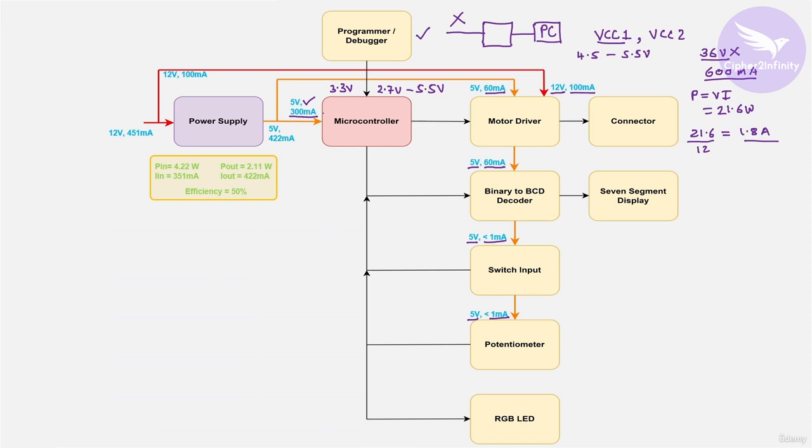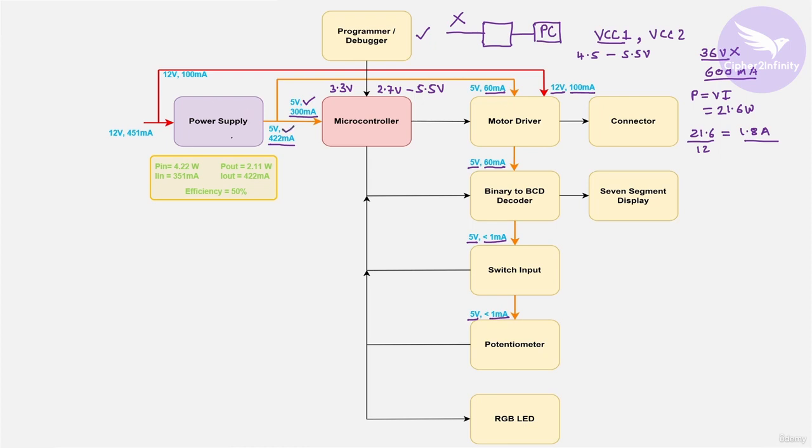Okay. So now let's calculate the total current consumption. This particular microcontroller is going to drain 300 milliampere. Then the motor driver block is going to drain 60 milliampere. So that becomes 360 milliampere. Then this 60 milliampere, that becomes 420 milliampere. And then these 2 milliamperes, okay, 1 milliampere and 1 milliampere. So the total current consumption is going to be 422 milliampere at 5 volt.